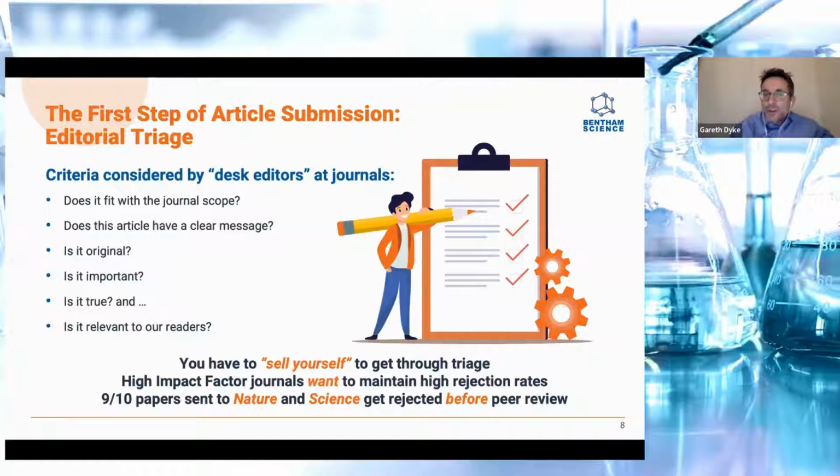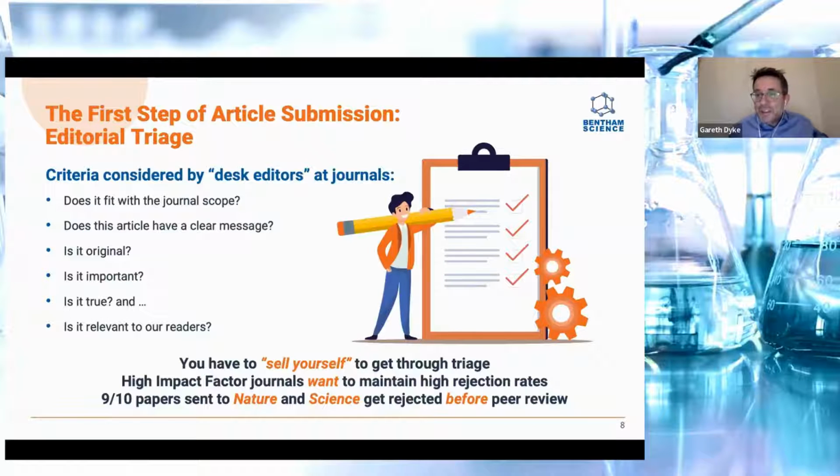Is the research original? Is the research important? Is the research true? And is the research that you are presenting in the article that you're submitting to this journal relevant to our readers? These are the things that editors think about when they assess articles coming into their journals for potential peer review. You've got to sell yourself to get through what we call academic triage. You've got to make sure that your article contains a great story that will be of interest to those editors at those journals.